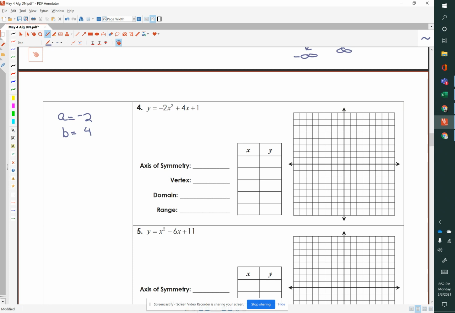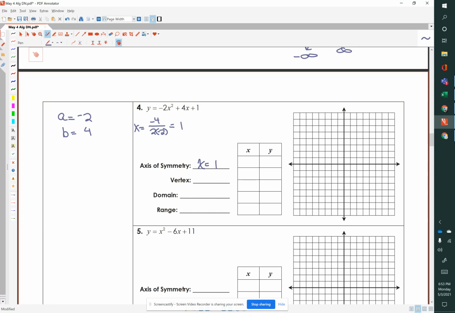And let's find the axis of symmetry. So that's going to be x equals negative 4 divided by 2 times negative 2, which would be negative 4 divided by negative 4, which means x equals 1. So the axis of symmetry, x equals 1.